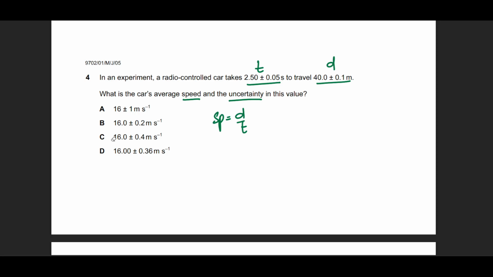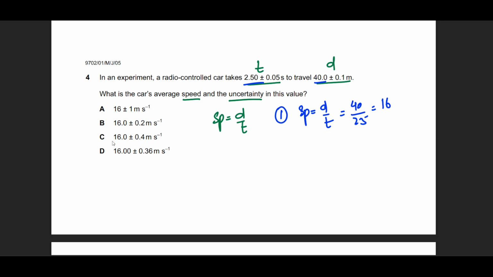There is no percentage involved. Okay, let's move ahead. So the first step is calculate the true answer. So this is going to be speed equals distance over time using the true value, which is 40 divided by 2.5. This gives me the answer as 16.